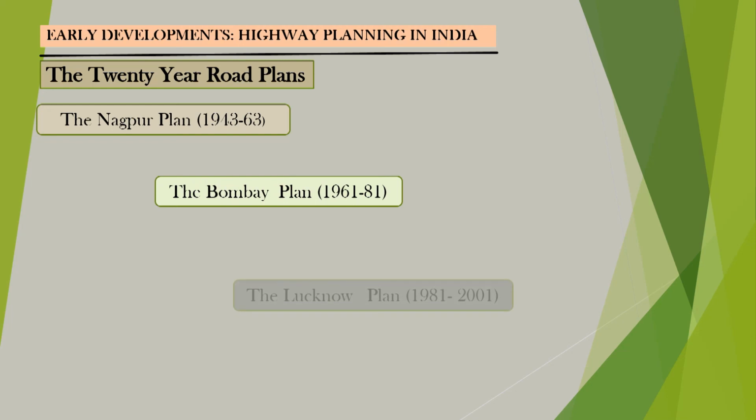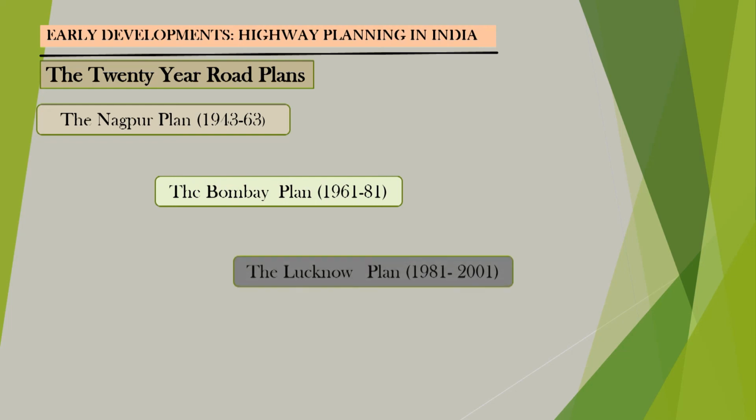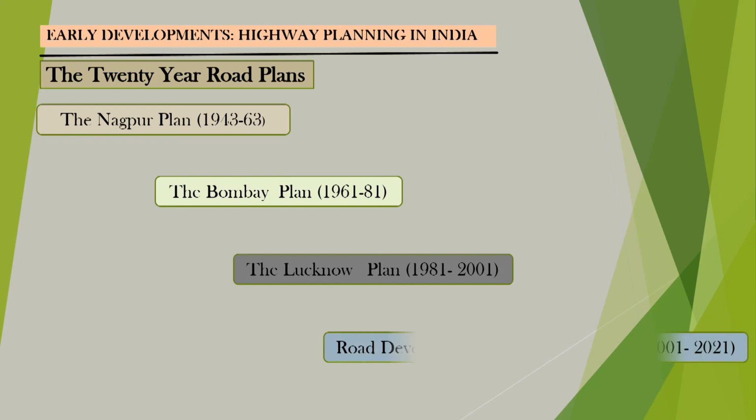The Bombay plan came out in 1961 because the targets in the Nagpur plan were finished beforehand, or were achieved around the 1960s. So the Bombay plan was forwarded from 1961 to 81.